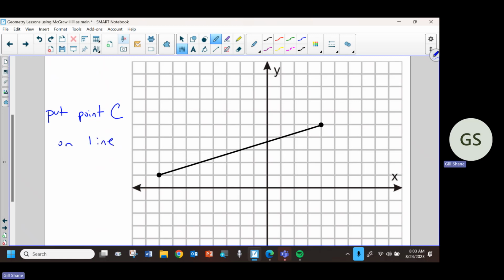So that it splits that line into a ratio (3 to 2). So we're using a ratio. I don't know why I put parentheses around it. So now we're using a ratio. What do we say we can do when we see that word ratio? What can we do?